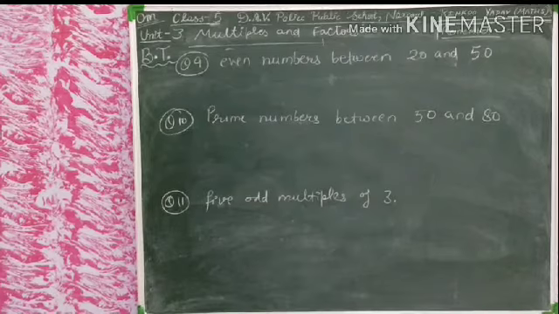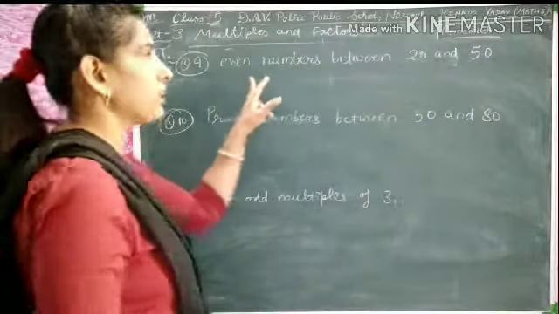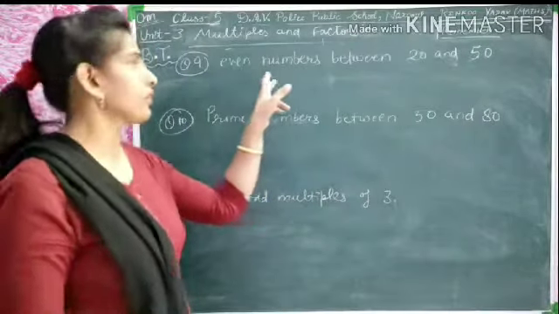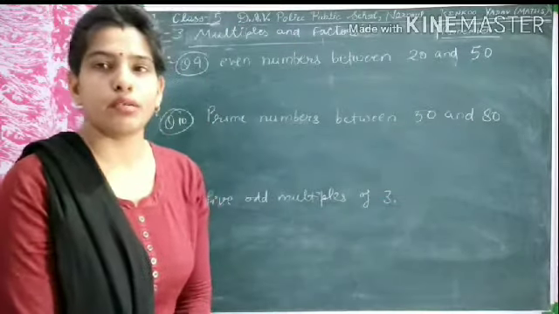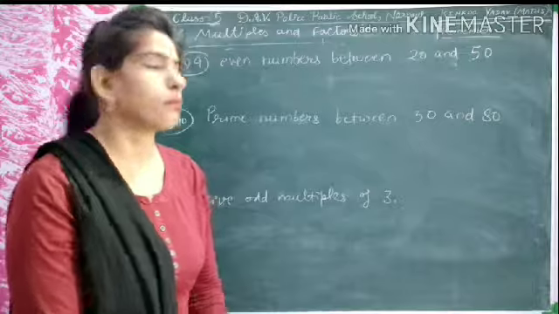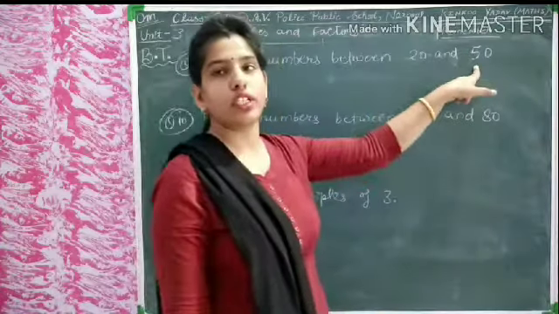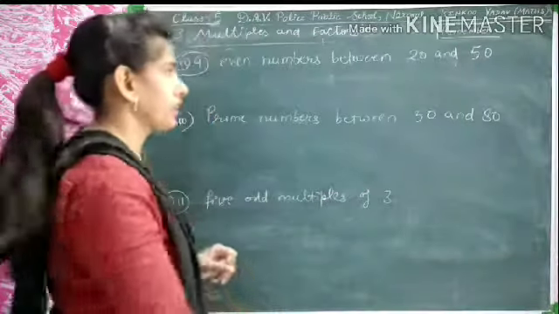Now students, there is question number 9. In question number 9, we have to write down the even numbers between 20 and 50, the even numbers which are divisible by 2. Between 20 and 50, so 20 is not counted here. The next number is 21.